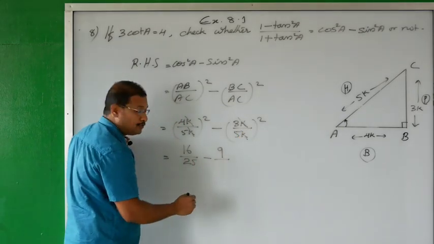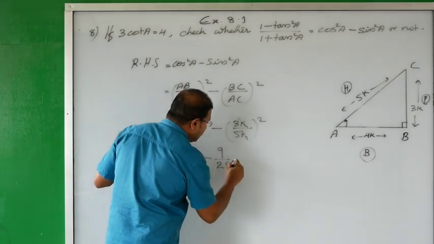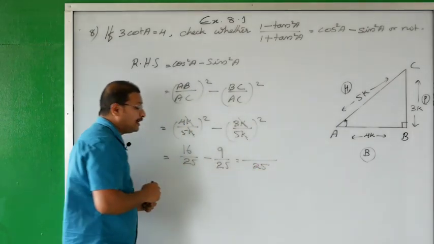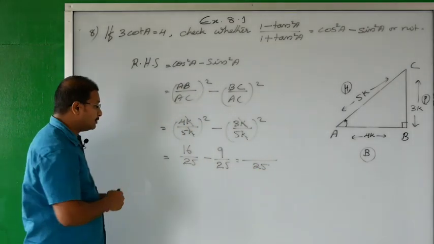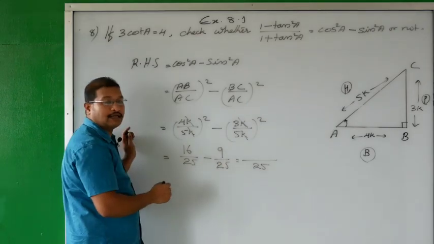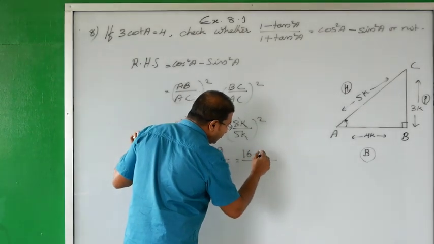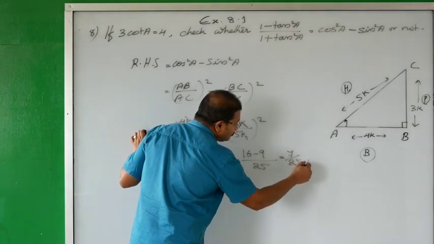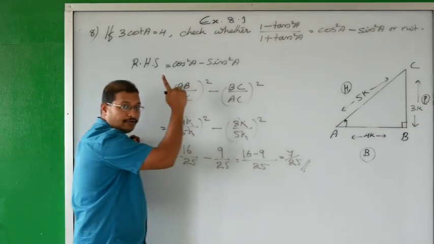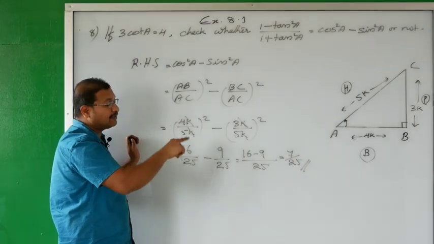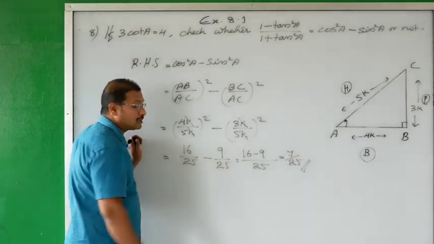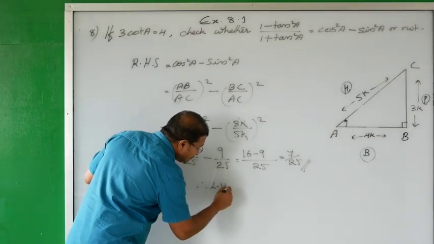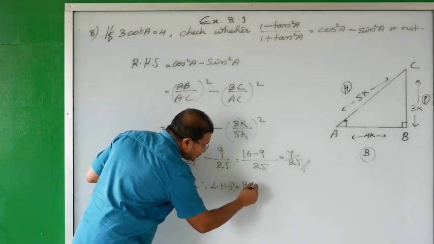Square of 5, 25. See, the denominators are the same. Denominators are same means LCM is 25. Now the balance, 16 minus 9. 16 minus 9 equals 7 by 25. See now, we got it before, LHS 7 by 25. Now we got RHS equals 7 by 25. That means therefore, LHS equals RHS.